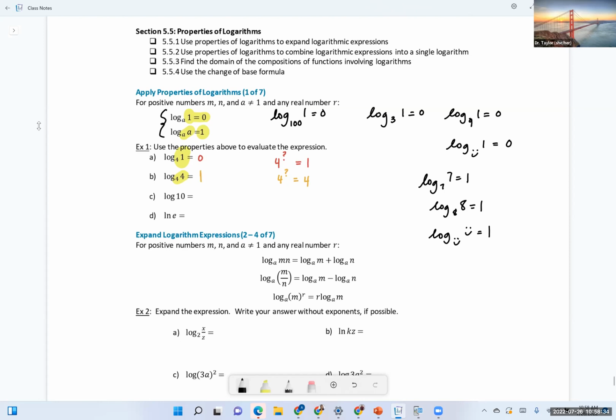Log 10, well, that equals 1. Why? Because the base is 10. We know the common logarithm has a base of 10. So log just asks you, 10 to what power equals 10? 1. ln is base e as well. So this is e to what power gives me e? 1.